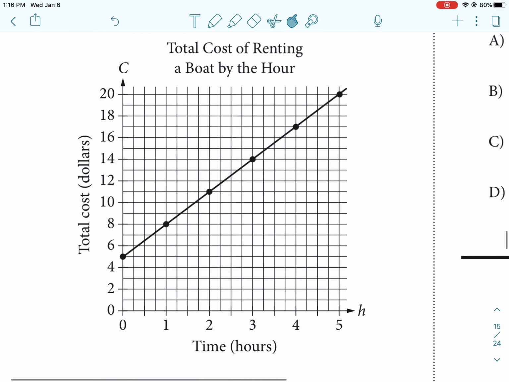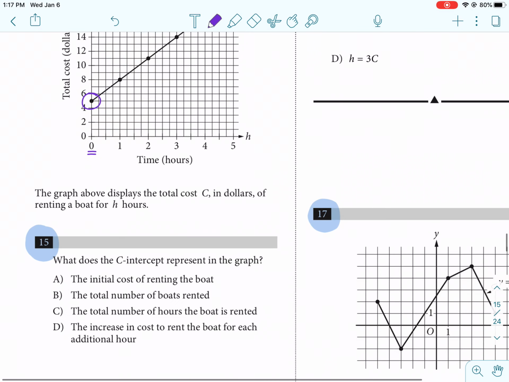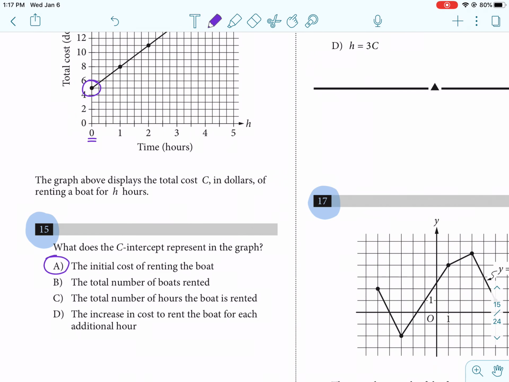So c is cost, that's our y-axis. So our y-intercept is right here at 5. Since that's at a time of 0 hours, that means I just got the boat. I haven't had it for any time, but you still have to pay money whether or not you took it out or not. So that's the initial cost of renting the boat. I've had it for 0 hours. This is my original down payment. And when you see this word initial, that's a really good indicator that it's your y-intercept.